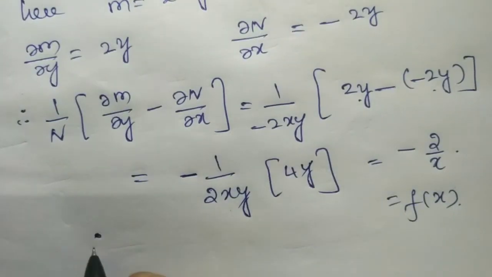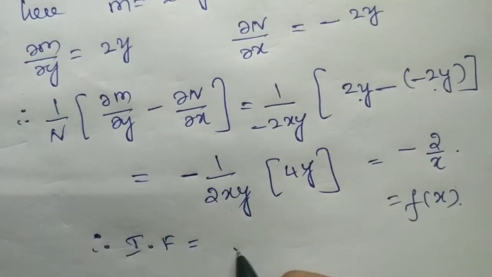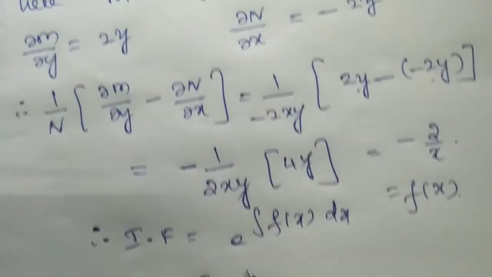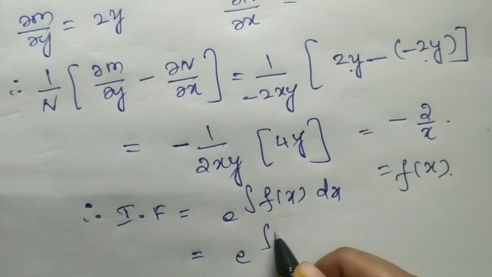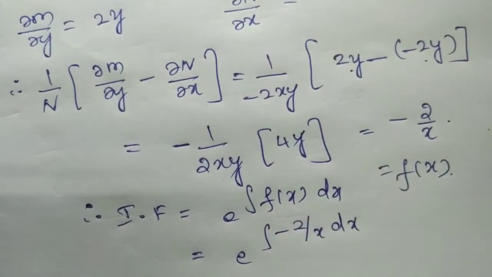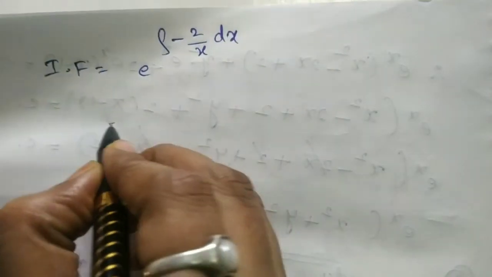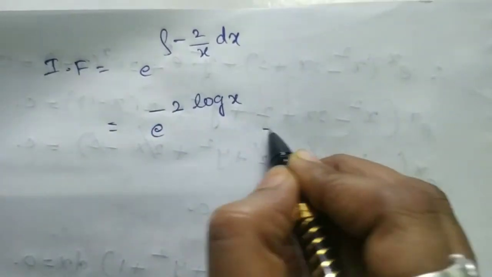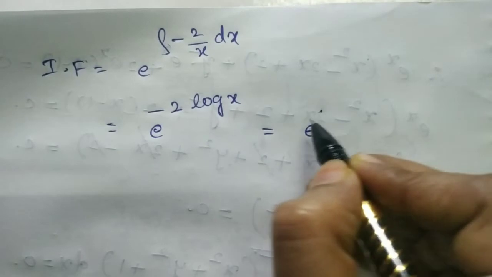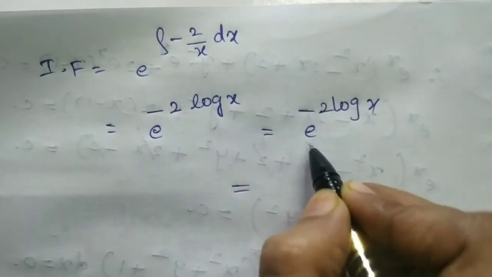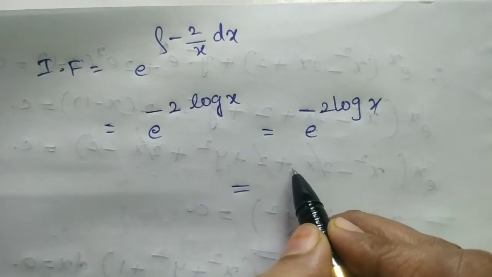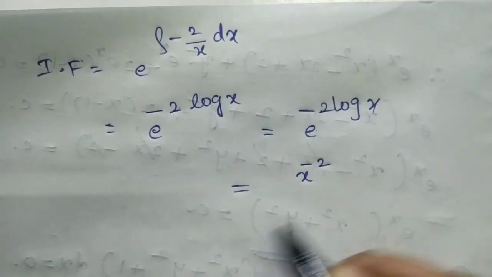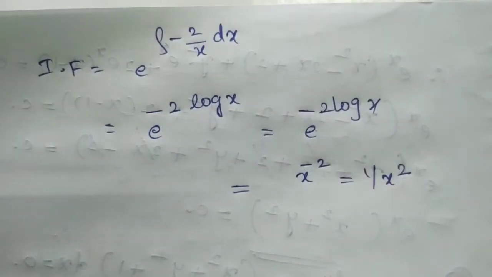So therefore integrating factor equal to e power integration of f of x dx. So therefore e power integration of minus 2 by x dx. So e power minus 2 into integration of 1 by x is log x. So this can be written as e power minus 2 log x. So that is e power minus 2 log x, so x power minus 2. So that is equal to 1 by x square.